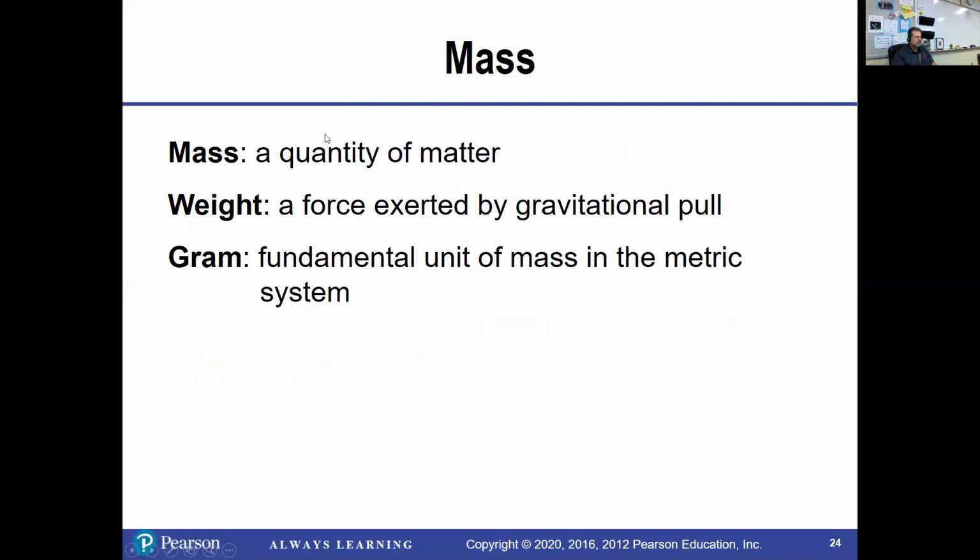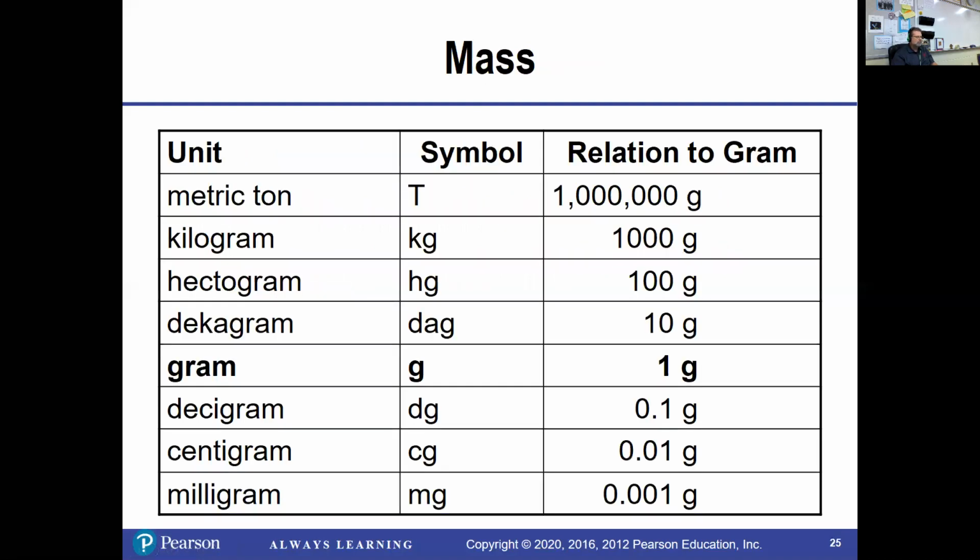All right, so let's talk about mass. Mass, the definition is a quantity of matter. So you have so much mass. Its weight is that matter using gravity. And gram is the fundamental unit of mass in the metric system. So gram is a basic unit, and all of their prefixes work the same way. Going down decimals by 10, same as it was before.